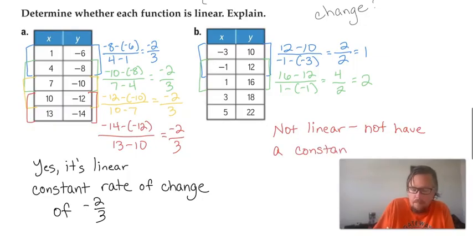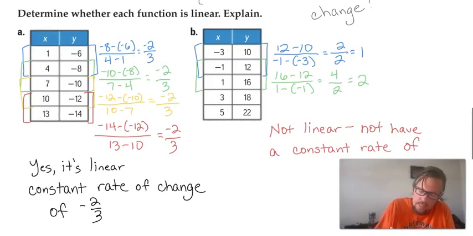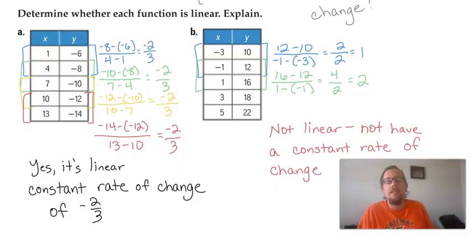If even one pair of our x and y coordinate pairs has a different rate of change, that means it is not linear. To be linear, it has to have a constant rate of change over the entire set of coordinates. Even one difference between them, not linear.